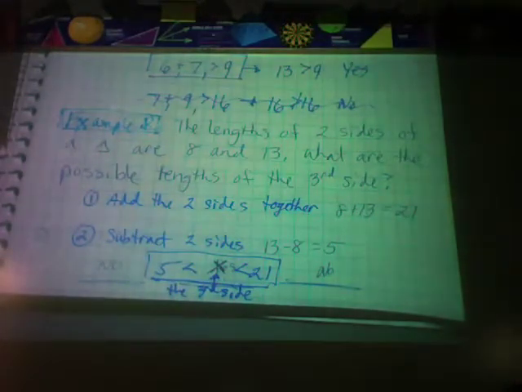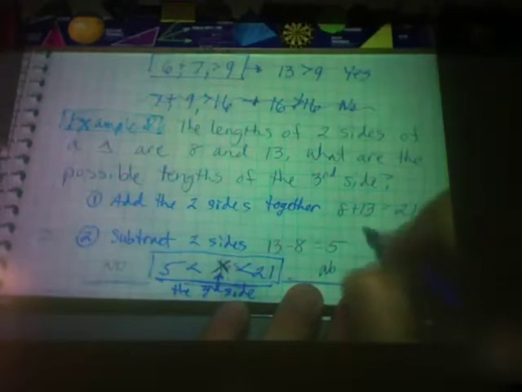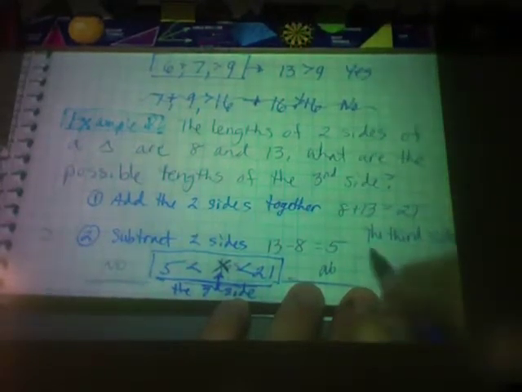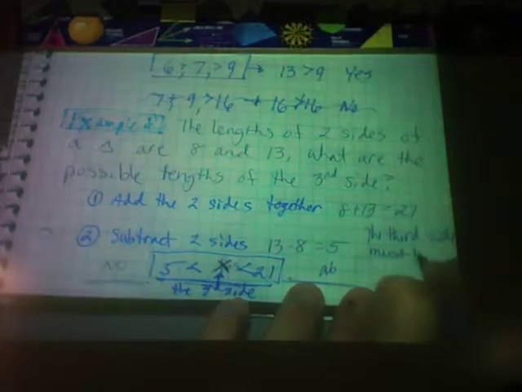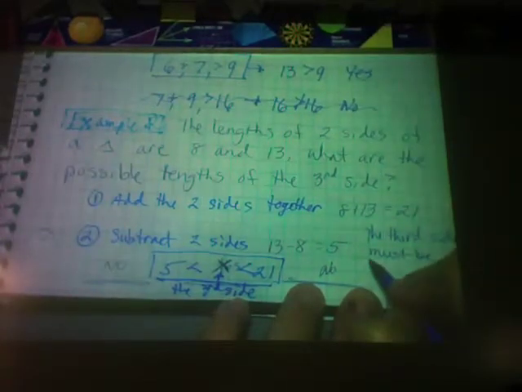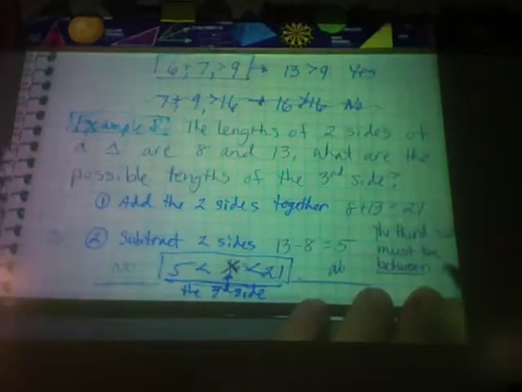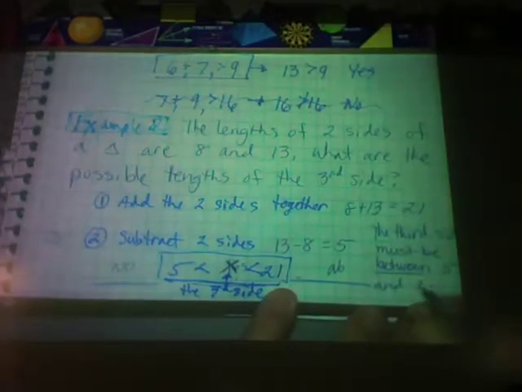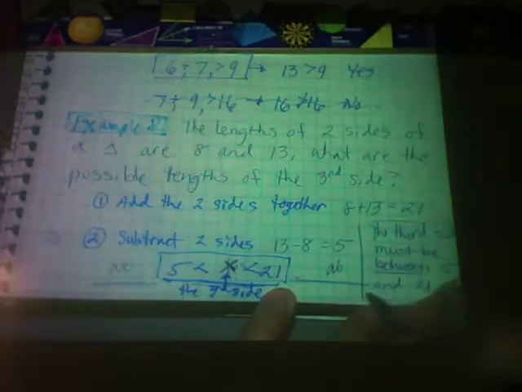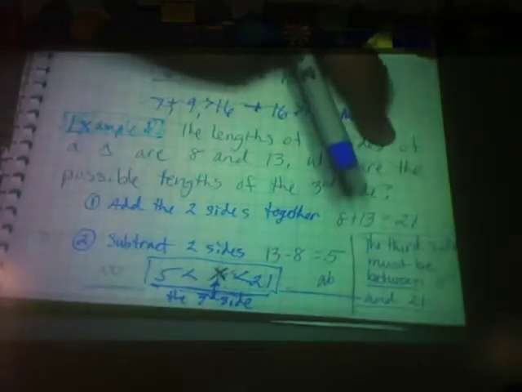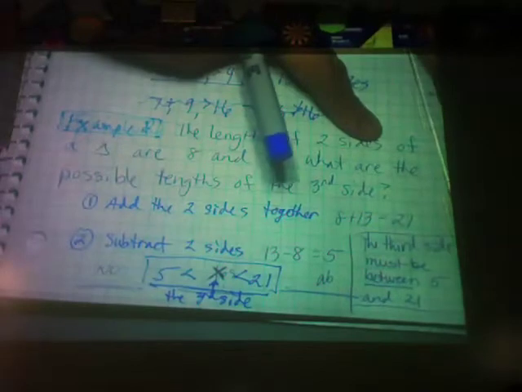The other way you could write your answer is to do this. The third side must be, and you have to use this word if you're going to write it in words, between 5 and 21. So this is the other way that you could write it, which a lot of you are going to be more comfortable with, to write that in words instead of the inequality.